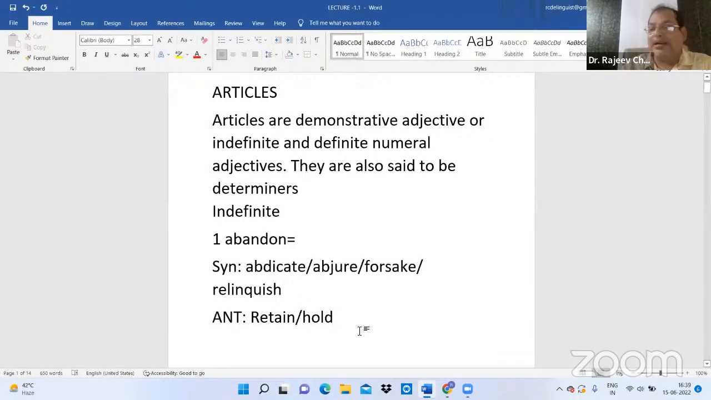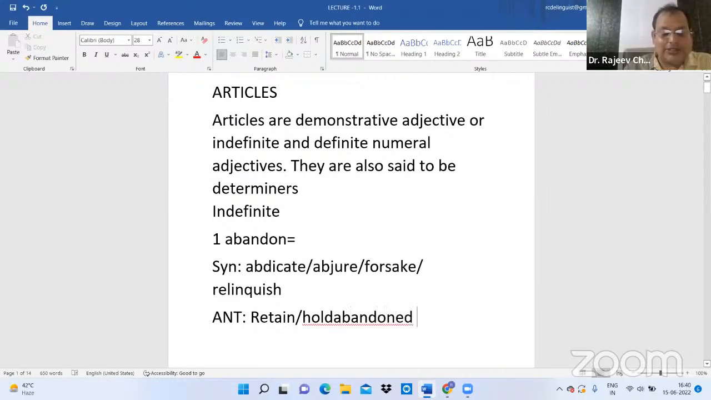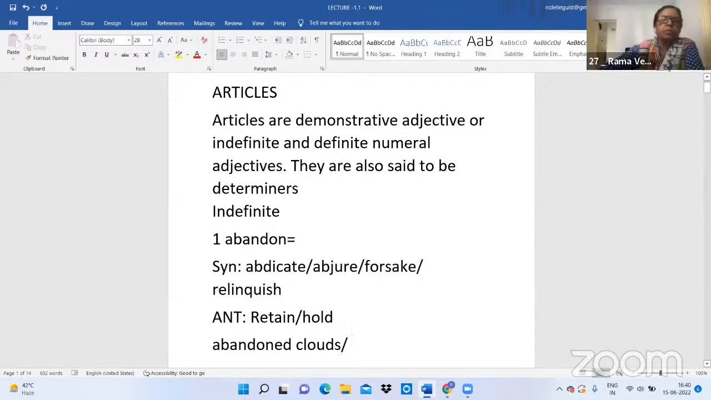Abandon is also used in the form of abandoned. Abandoned means avara. Abandoned clouds. You can use it like this. Abandoned boy. Abandoned girl. Like this, you can use different words with abandoned. Abandoned objects also. Please throw the abandoned objects away from my surrounding area.